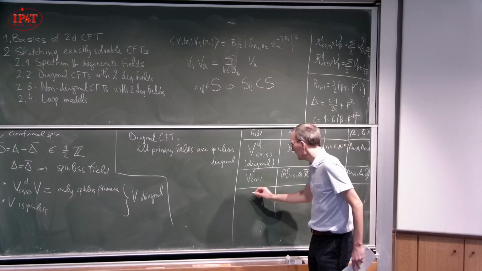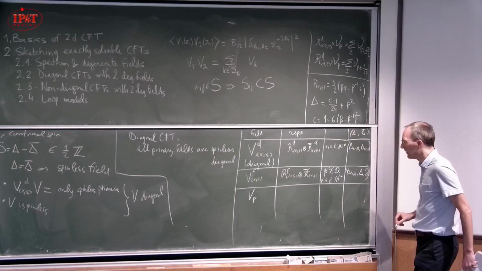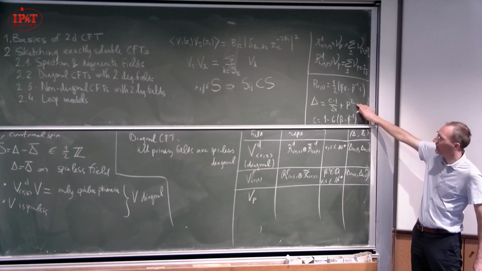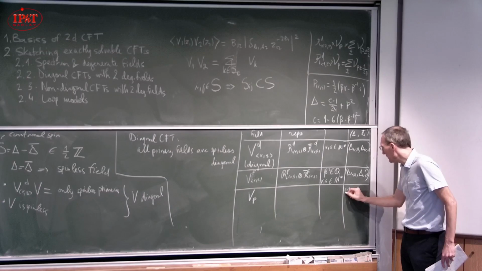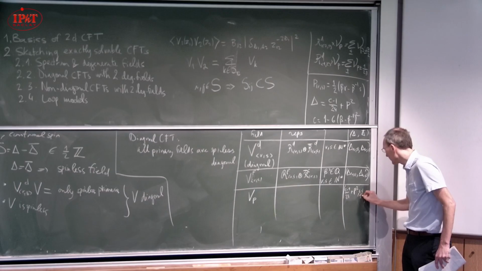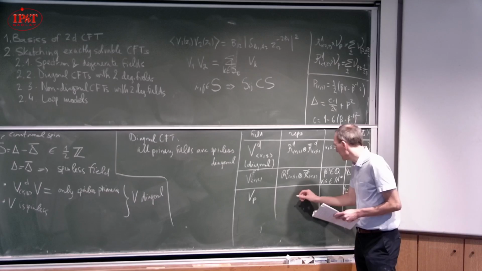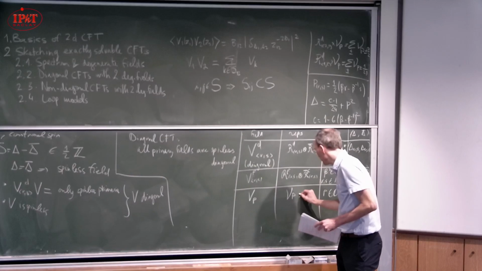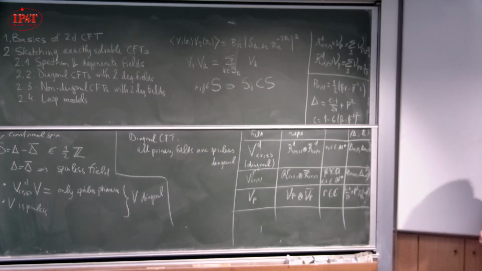Okay, so then let me define the diagonal field here, V_P, labeled by its momentum. Momentum is related to the conformal dimension by this formula. This one would have the dimension (c-1)/24 plus P squared, both on the left and on the right. At the moment, P is any complex number. And this field belongs to the Verma module on the left and on the right.